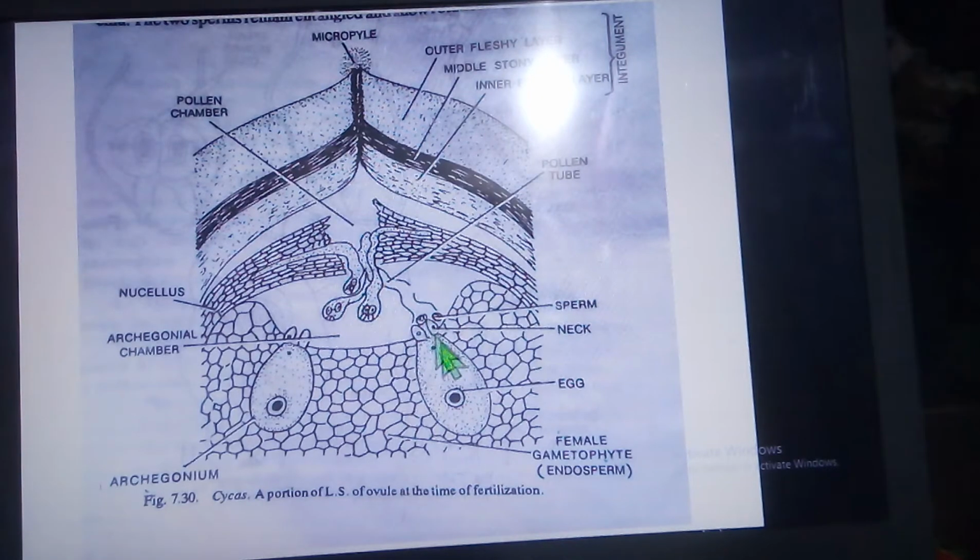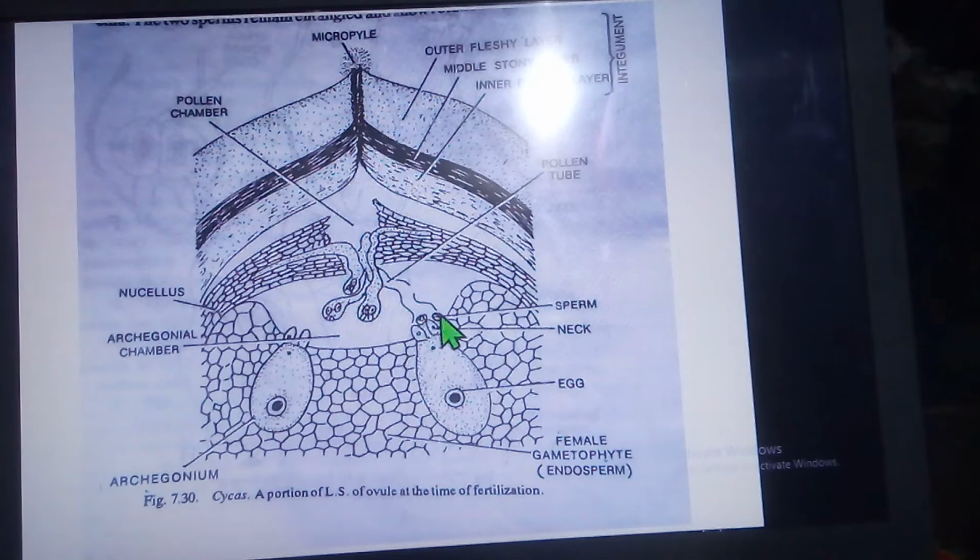into the archegonial chamber. Due to this, the archegonial chamber becomes moist, and the sperm move freely in it with the help of cilia. We know that the sperm cells have cilia, so they can move freely in the archegonial chamber. Now the sperm, after they swim in the archegonial chamber, reach the neck of the archegonia.